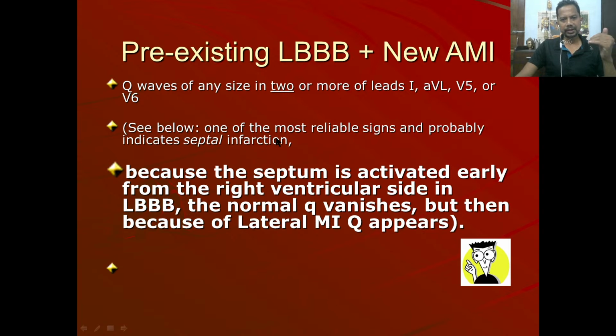Okay. Now there is an LBB, the left bundle branch is blocked, and the right bundle branch is sending the impulses towards the left ventricular depolarization area, and there is an infarction, a septal infarction. So you will see Q waves because the septum is activated early from the right ventricular side in LBB. So the normal-looking Q wave vanishes, but because of the lateral wall MI, the Q waves appear. The normal Q wave is because of the interventricular septum. A pathological Q wave in V5, V6 will occur in lateral wall MI.